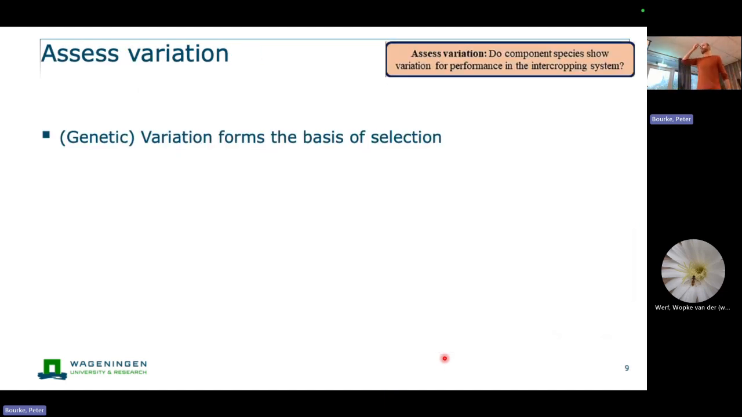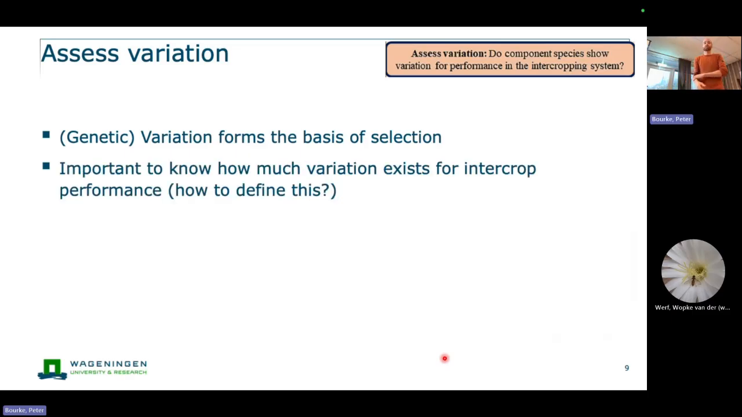So let's start off with assessment of variation. So, the basis for breeding is genetic variation. It forms the basis of selection. If we don't have variation in the species that we're working with, we can't make any genetic progress. That's fairly, I would hope, fairly obvious. And of course, if breeders, and particularly if you're taking on a new breeding goal, in this case for intercrop performance, it's important for us to understand how much variation exists for that. So is it worth it or not?